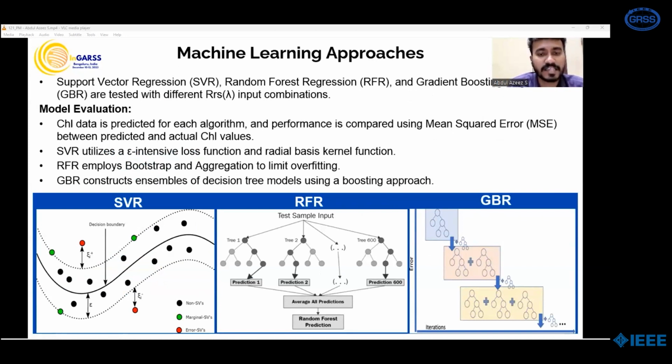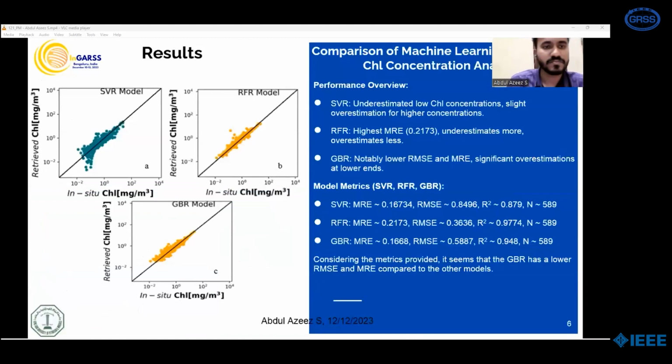So after extracting the chlorophyll using these machine learning approaches, we have performed the statistical analysis for the comparison between the in situ data and the chlorophyll retrieved from the machine learning methods. Now you can see the comparison of machine learning models for chlorophyll concentration analysis. You can see three scatter plots of SVR, RFR and GBR.